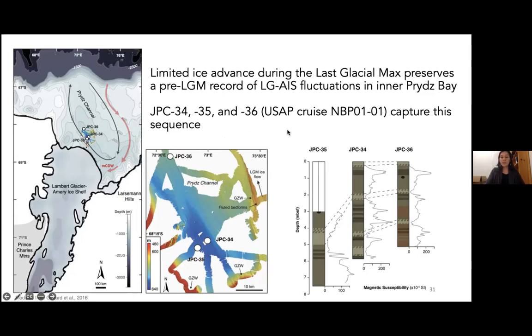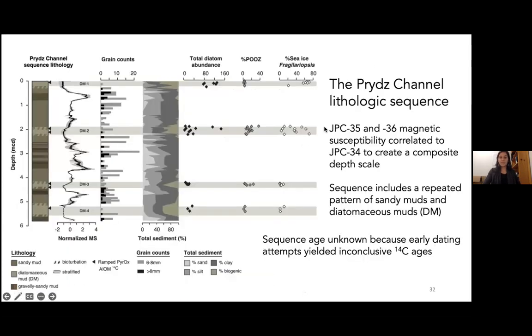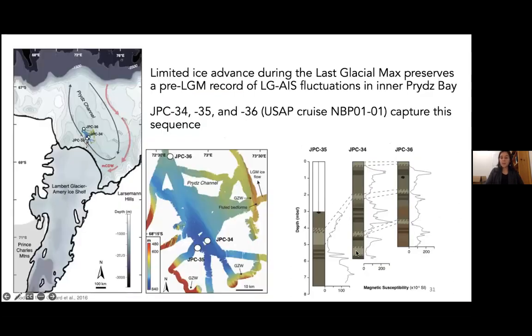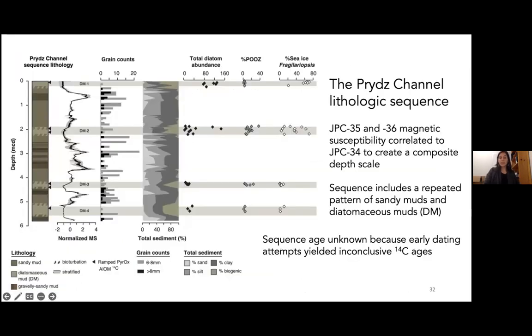These three sequences were captured on MBP 0101. They were correlated using magnetic susceptibility. JPC 34 was the most complete core, and so JPC 35 and 36 were correlated to this core. They were correlated using magnetic susceptibility, and this was used to create a composite depth scale, which is what we have here.